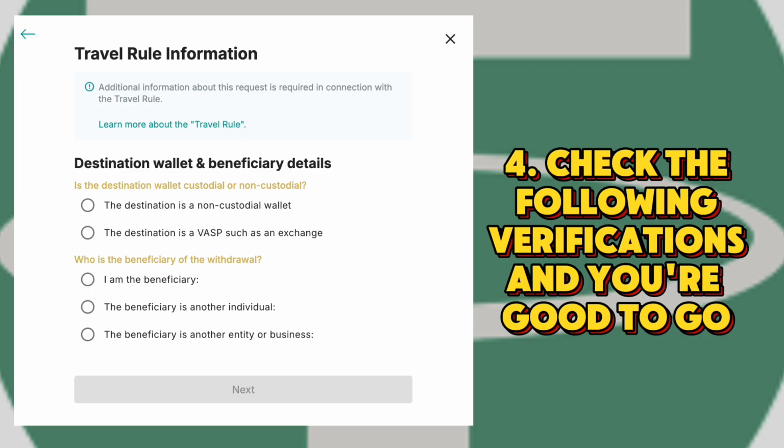After successful payment, your USDT will be credited to your spot wallet on the exchange. You can then choose to keep it there, use it for trading other cryptocurrencies, or withdraw it to an external personal wallet.